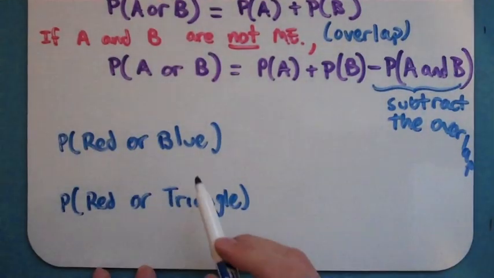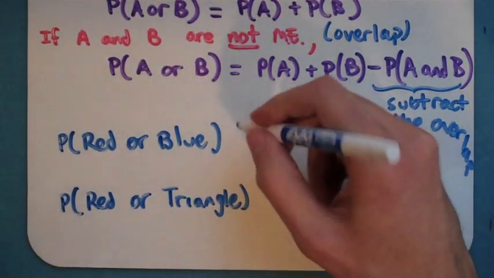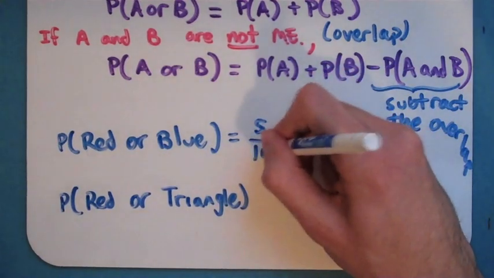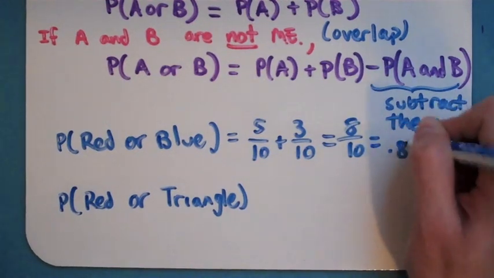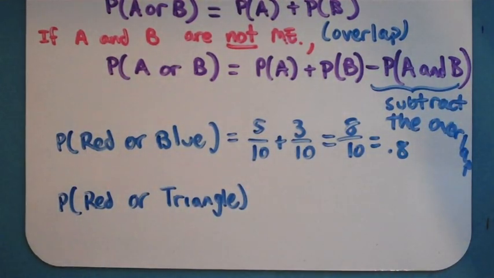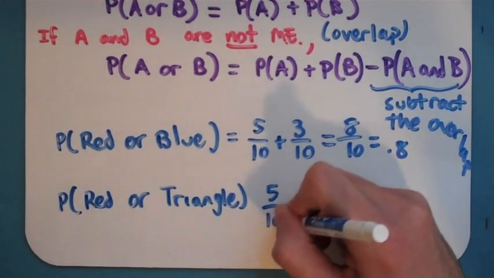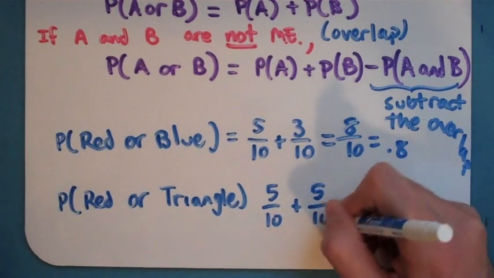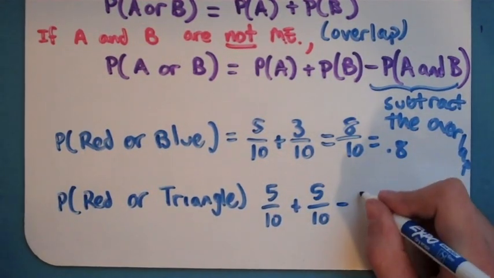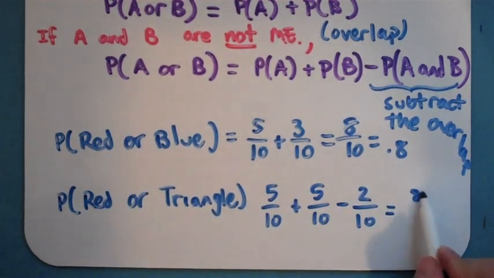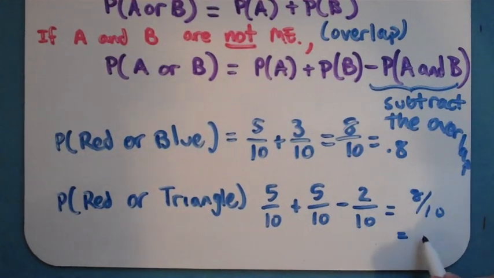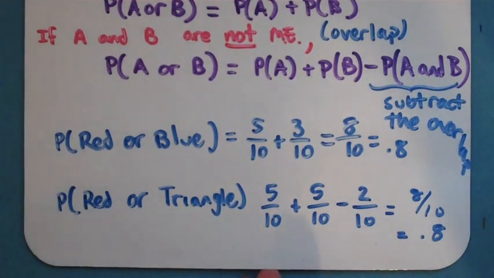Red or blue, those are totally separate. There's no overlap between red or blue. So all we did was 5/10 plus 3/10. We got 8/10, which is 0.8. So we just add the probabilities together, done. If we have overlap, red and triangle, there was some overlap. We had 5 out of 10 for red, 5 out of 10 for triangle. Then we had to take out the overlap. There were two red triangles that we counted twice. And if you subtract that, coincidentally, it's the same answer. So we're going to practice this on a couple of problems involving a deck of cards.